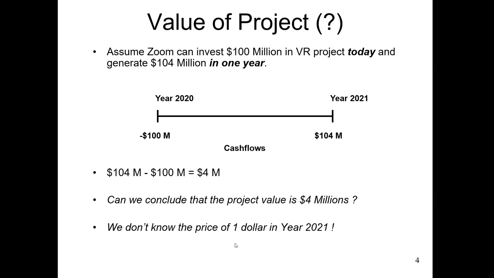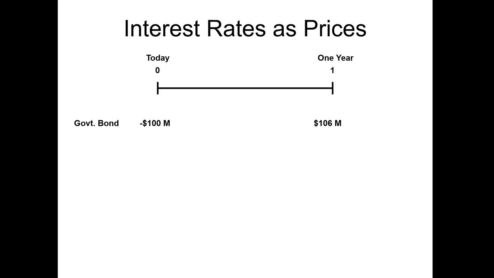We have learned the valuation principle. The valuation principle tells us we need to evaluate the benefits and costs of investment project based on the market price. In this problem, we don't know the market price for $1 1 year after. Where can we find the market price for $1 1 year after? Well, we can use the interest rate as the market price.